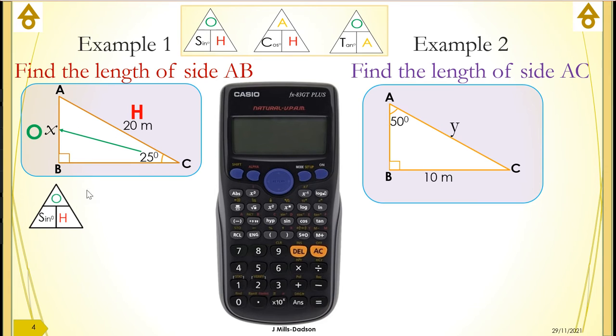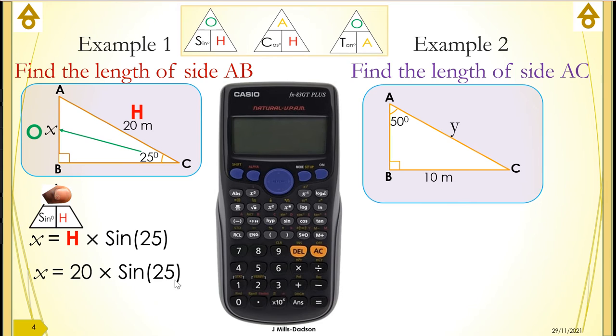You need to cover what you are looking for. So whatever you are looking for, you cover it. And whatever is left is on the same level, it means times. So that means sine of 25 times the hypotenuse will give you x. So x is equal to the hypotenuse times by sine of 25. And hypotenuse is 20 times by sine 25.